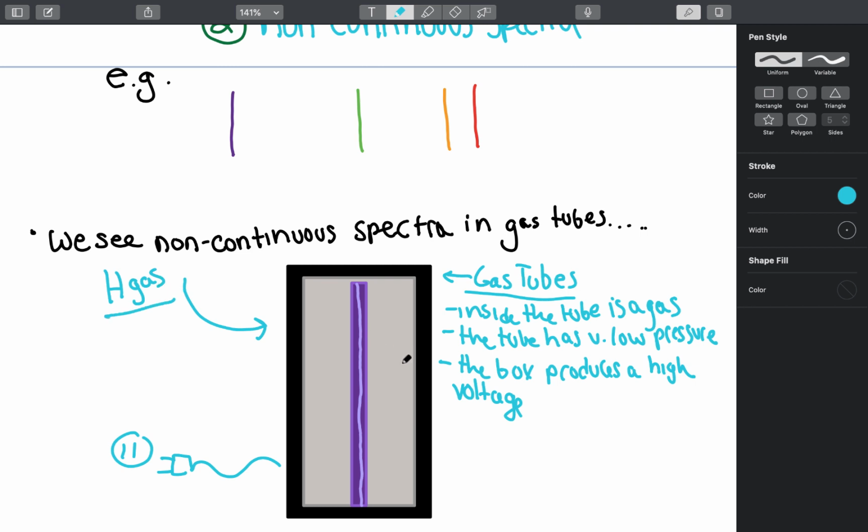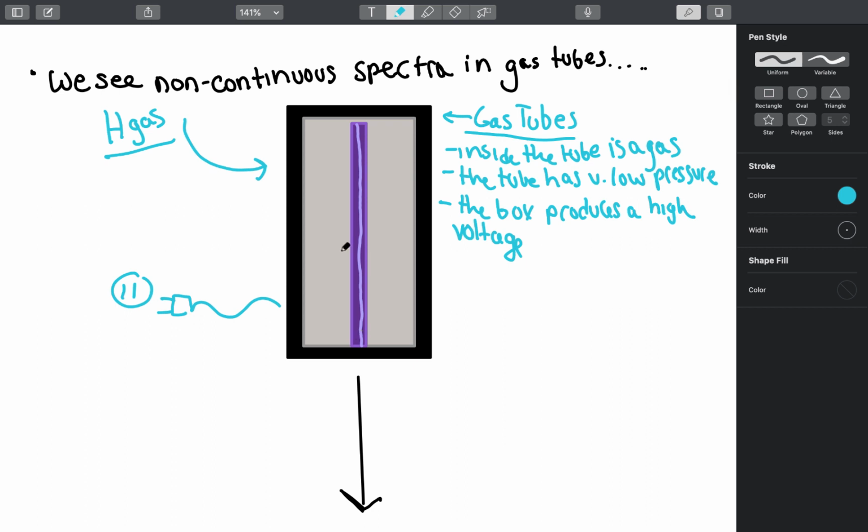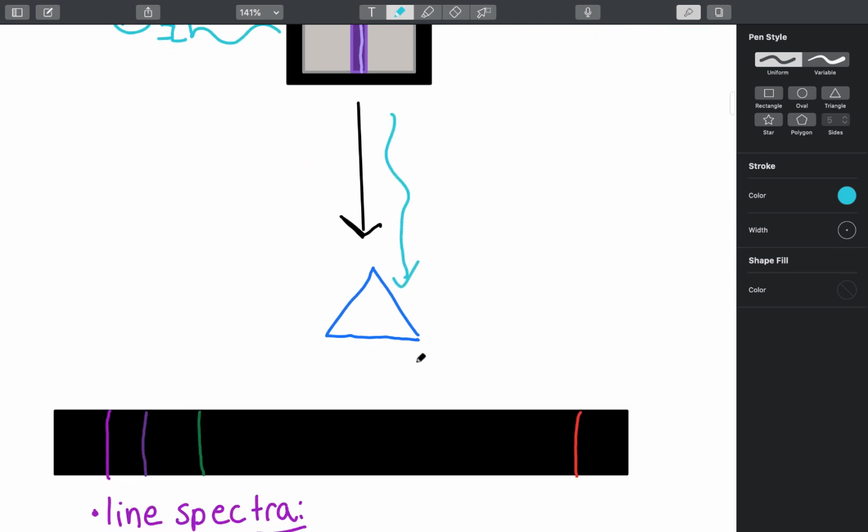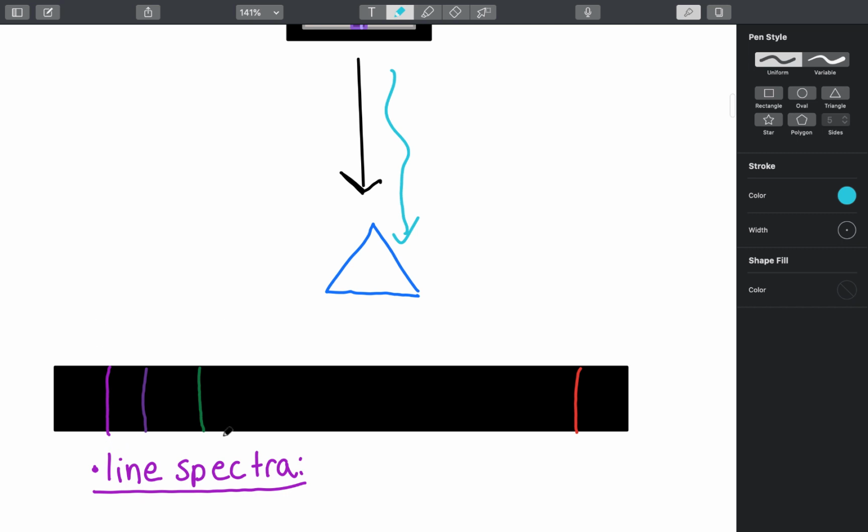So whenever you put hydrogen gas inside of these gas tubes connected to these electrical sources, the hydrogen gas will fluoresce or emit a purplish light from the tube. So you'll see purple light emitting from the tube. However, when you put the light being emitted from the tube through a prism, so here we have a prism, the light is transferred through the prism, and put it against the screen, you'll come up with this type of spectra. So this black substance here is the screen, and here we have the non-continuous spectra of hydrogen.